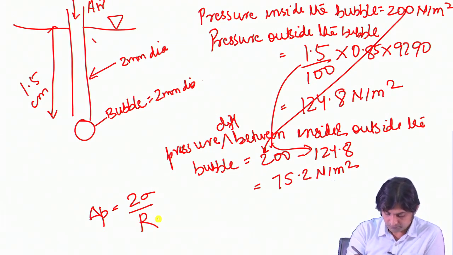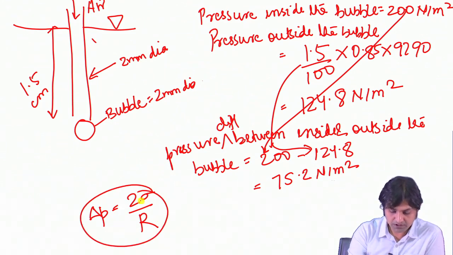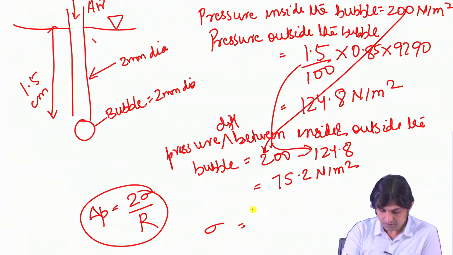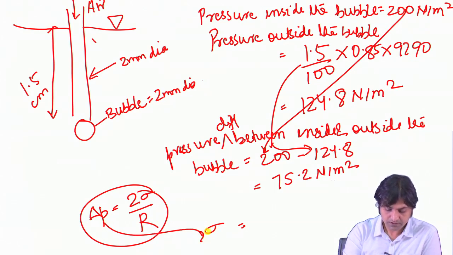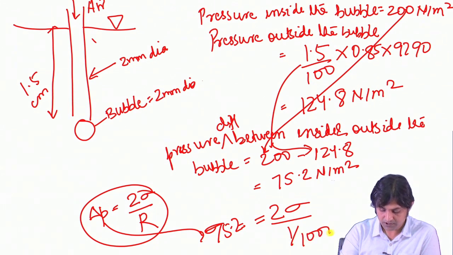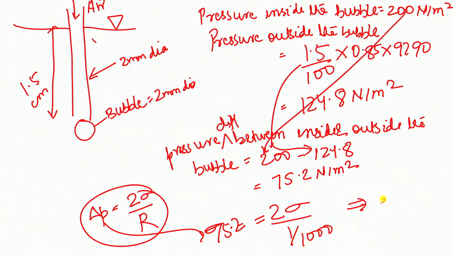Correct. So using this equation, we just substitute the values. 75.2 is equal to 2 sigma divided by R, and R is 1 by 1000. This will give sigma as 0.0376 in SI units.